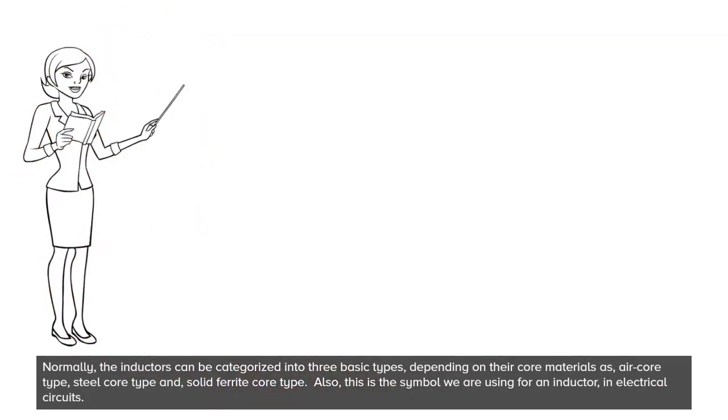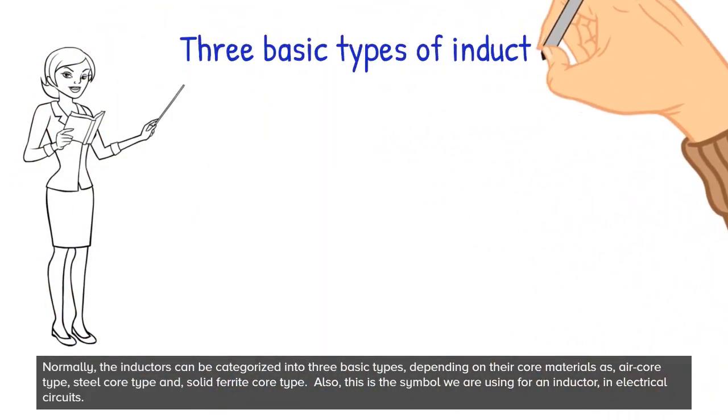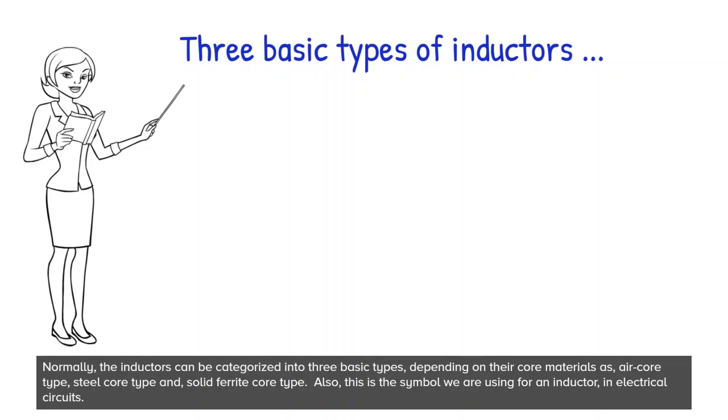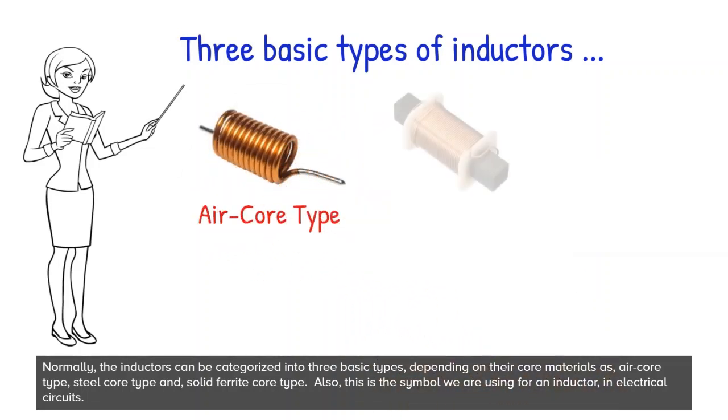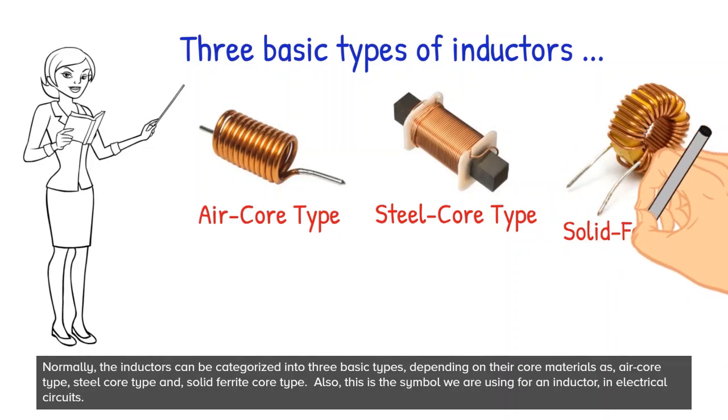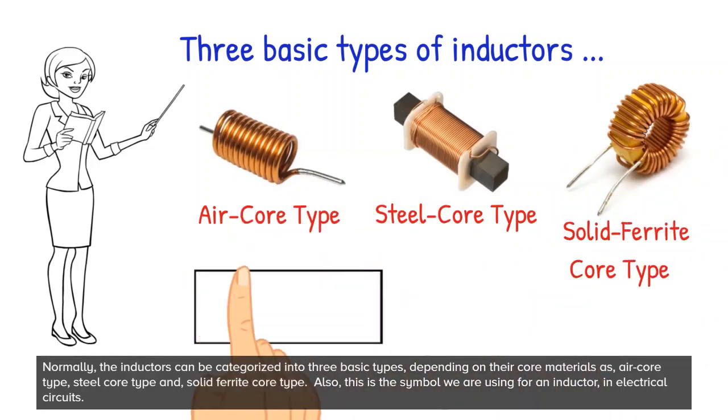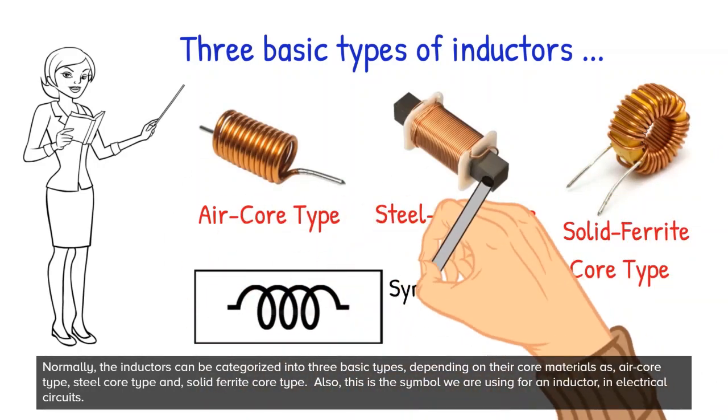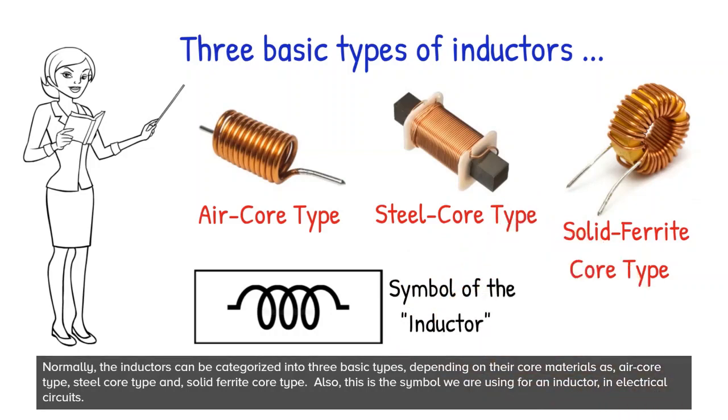Normally, the inductors can be categorized into three basic types, depending on their core materials as air core type, steel core type and solid ferrite core type. Also, this is the symbol we are using for an inductor in electrical circuits.